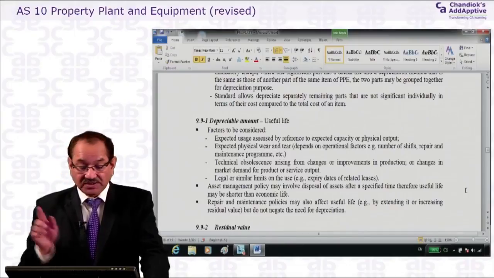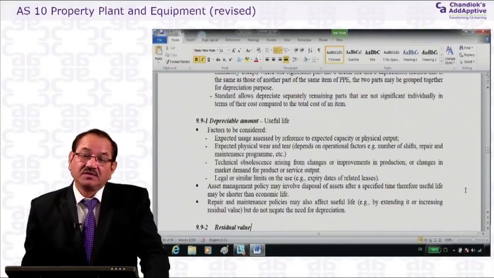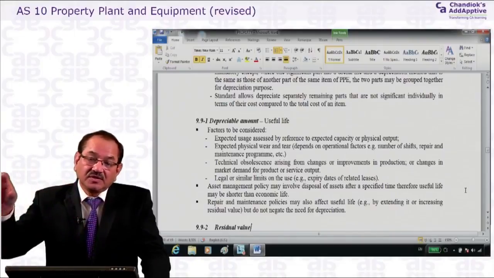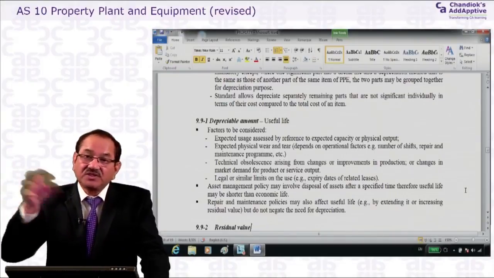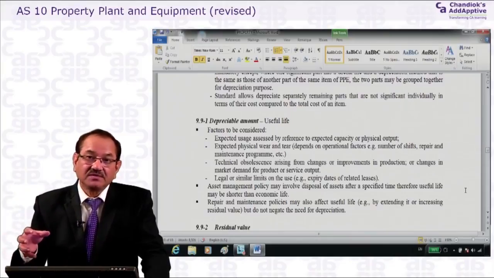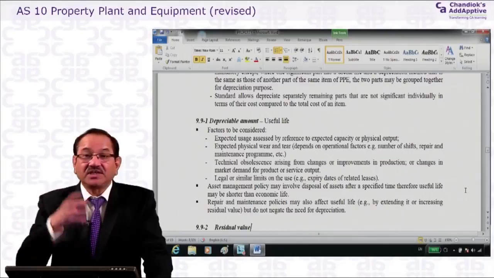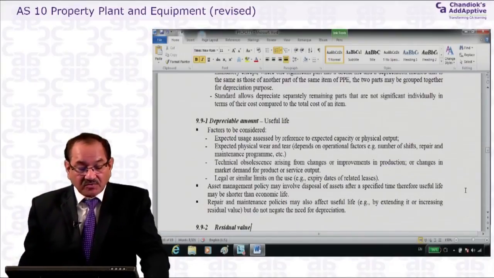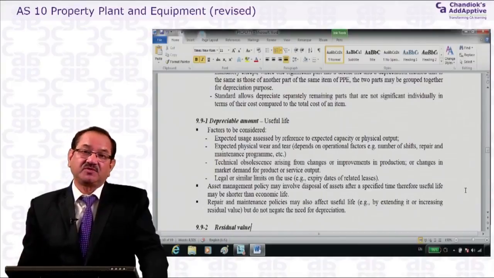Depreciable amount has to be divided over its useful life. How should it be divided? Depending upon the consumption of the future benefit. Now, what are the factors on which the depreciable amount depends?